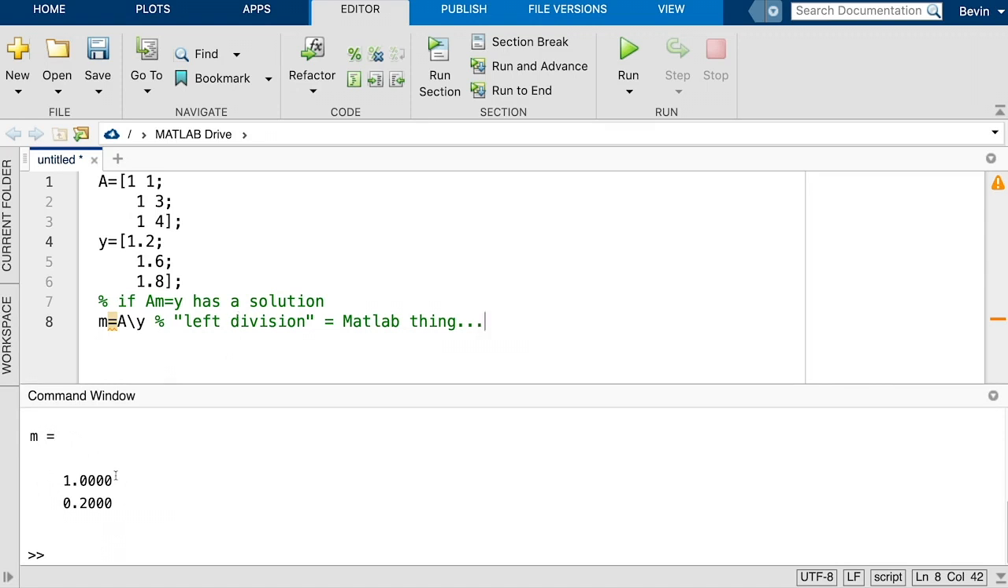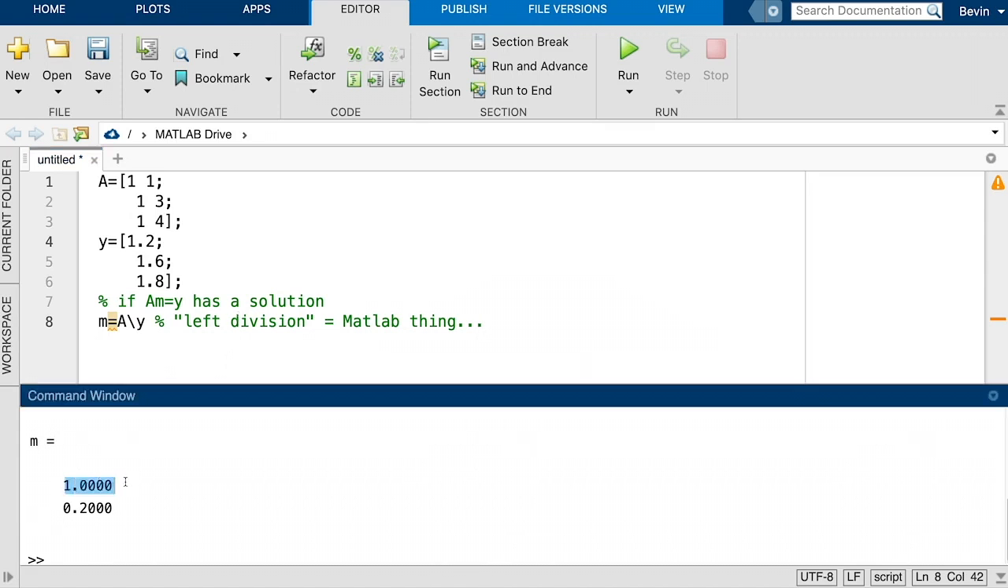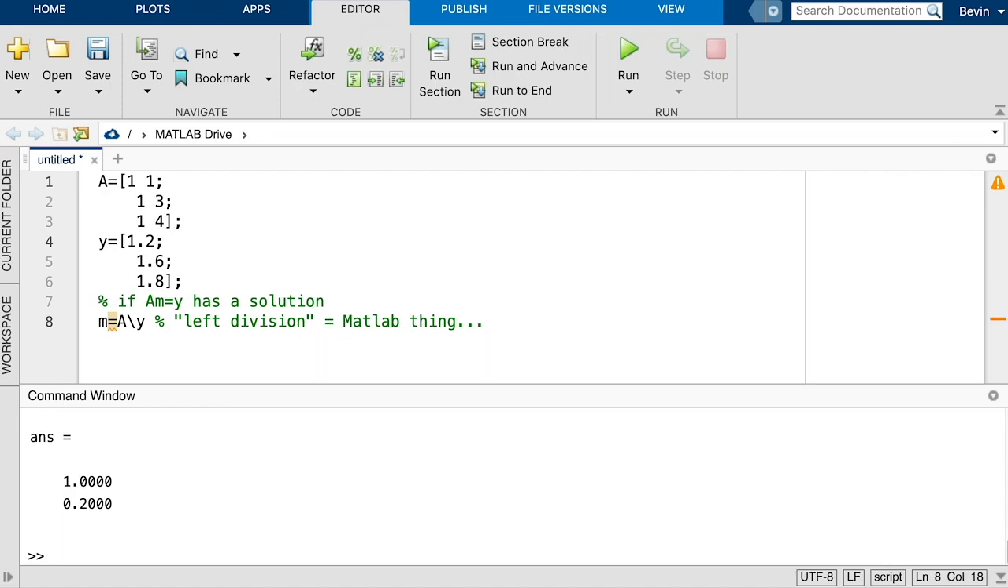The result that we have here are the coordinates m1, so m1 equals 1, and m2 equals 0.2. Let's go back to the slide.